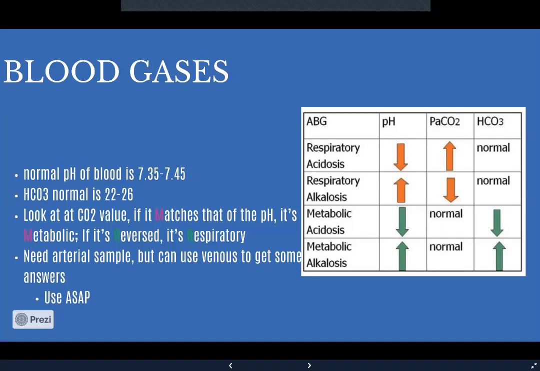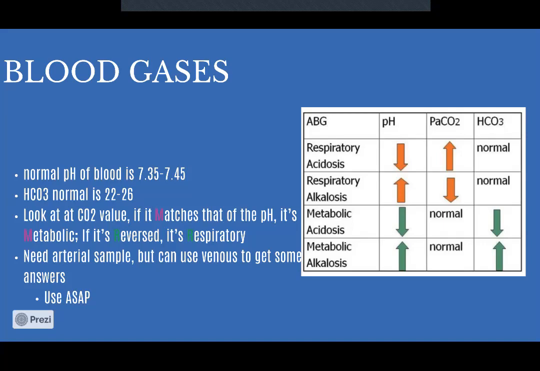And obviously you know that CO2 comes from the lungs, right? Now, the metabolic comes from the kidneys. So bicarb comes from the kidneys, okay?